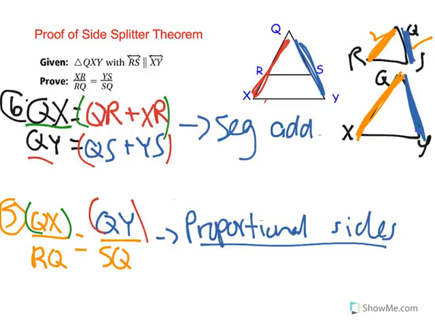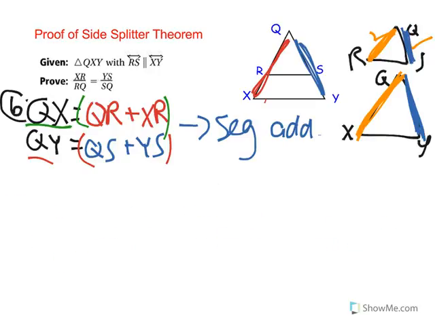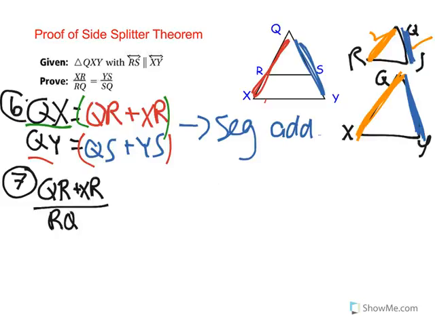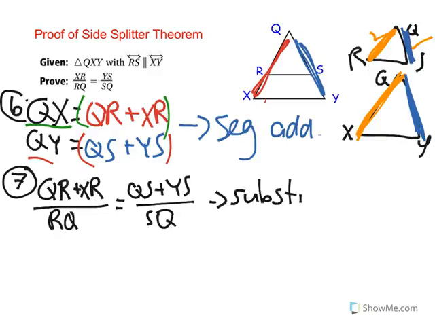So let's erase to get more room. So that means that step 7 will look like QR plus XR over RQ equals QS plus YS over SQ. And we can do that because of substitution.